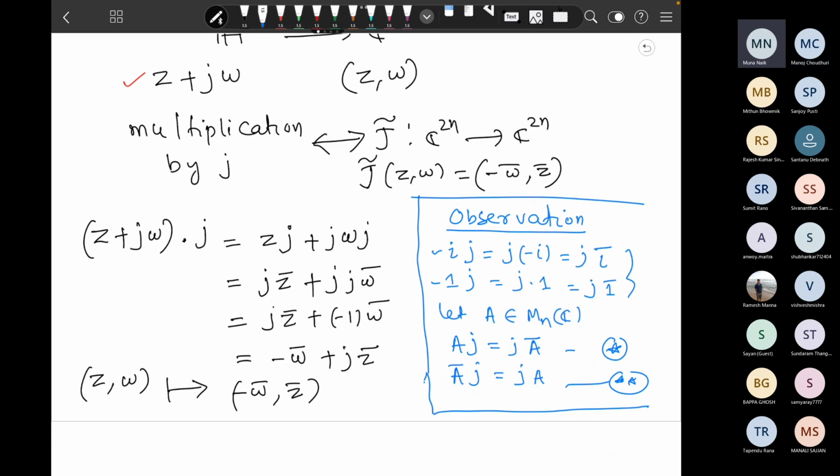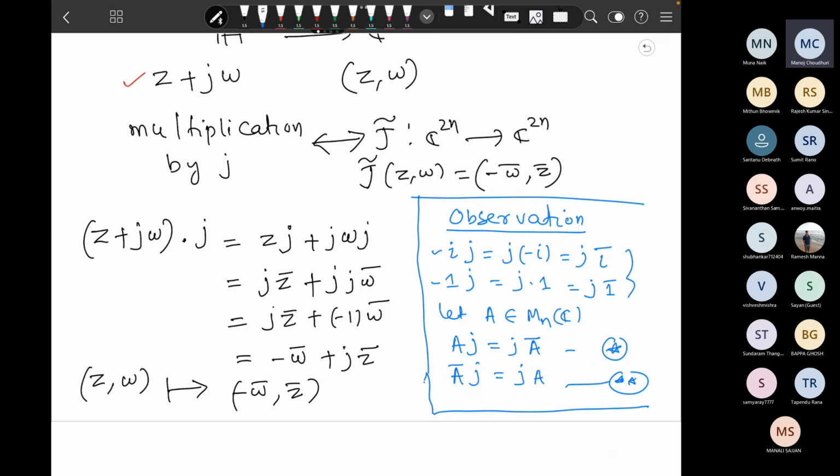Manoj, do you have any question? Yes. I think just here you are doing the multiplication inside the quaternion. Whenever you are multiplying by J, this matrix A, then you are performing the multiplication inside the quaternion. It's not just a symbolic multiplication. That is okay.